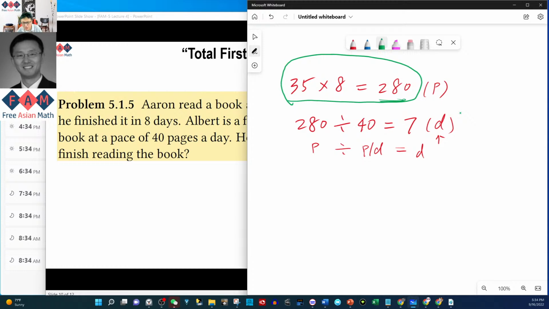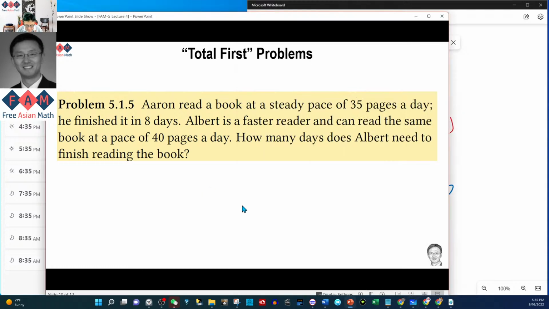You calculate the total first, and that is called total first. That's why the two types of problems are very closely related. And if we need to do a single step mixed operation, what would this be? It's just 35 times A, that gives you the total, then divided by Albert's pace, and this is what you should write down for the single step mixed operation for this problem. Okay, so that's the total first problem.